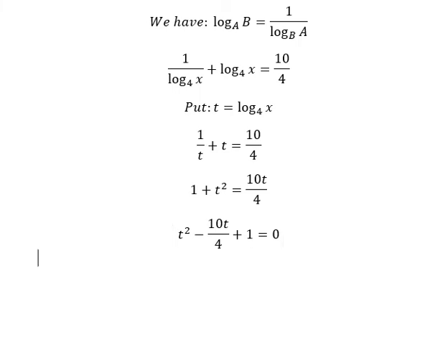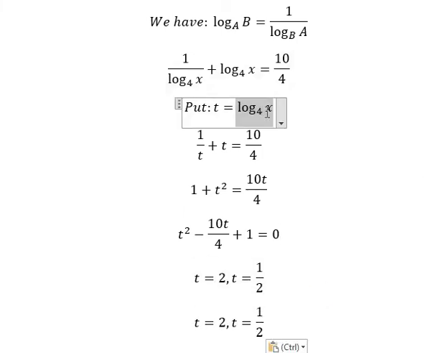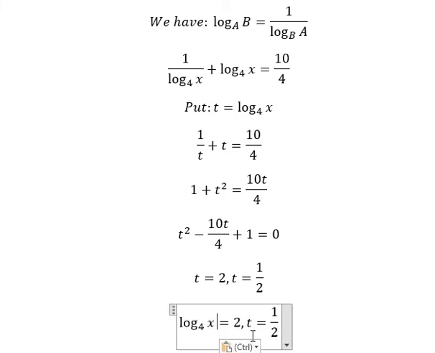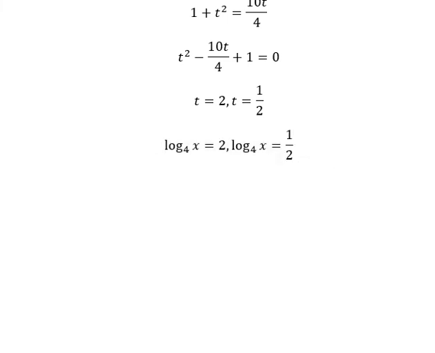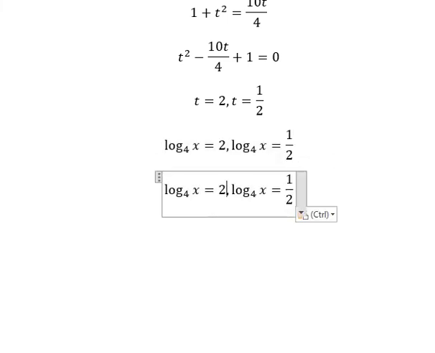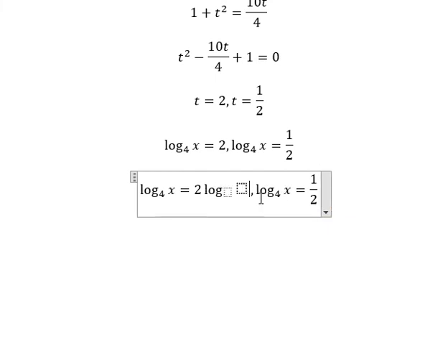So we have two solutions. The first one is t equals number 2. And the second one is t equals 1 over 2. Now, about t, that is about this one. So we know that log base 4 of 4 is number 1. So we just put number 1 in here.